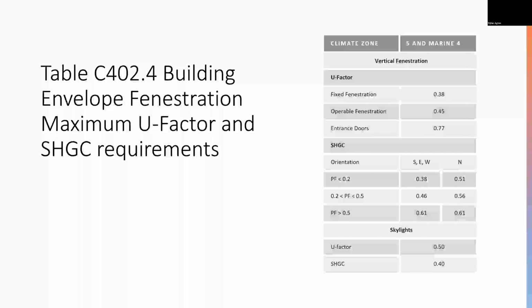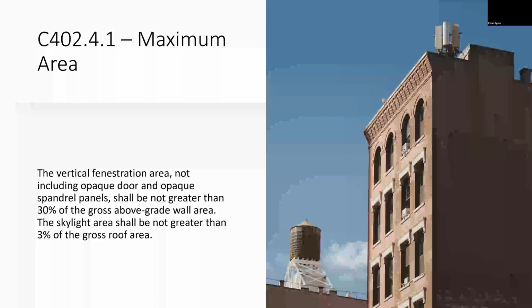This changes in 21 and 24. That's no longer a thing, but basically going off of your projection factor, and then south, east, west, and then north. And then skylights have their own U factor and solar heat gain coefficient. So maximum area: the vertical fenestration area, not including opaque doors and opaque spandrels, shall not be greater than 30% of the gross above grade wall area. The skylight area shall not be greater than 3% of the gross roof area.